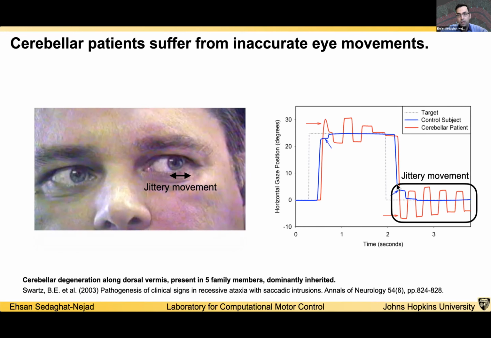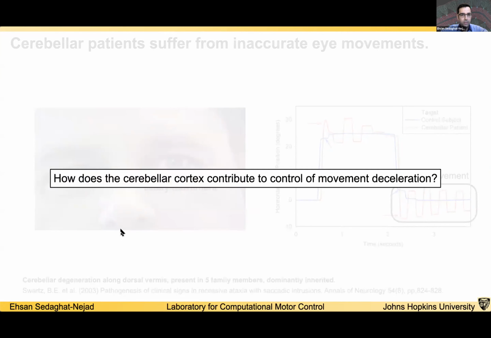For example, here you can see that a normal healthy subject made the eye movement, made a corrective saccade and landed on the target, but this patient couldn't land on the target, and the saccade was hypermetric. And then when the patient tried to make a corrective saccade, even the corrective saccade was again hypermetric. So the question is, how does the cerebellum contribute to control of movement deceleration? And I'm highlighting deceleration because this is about stopping the movement.